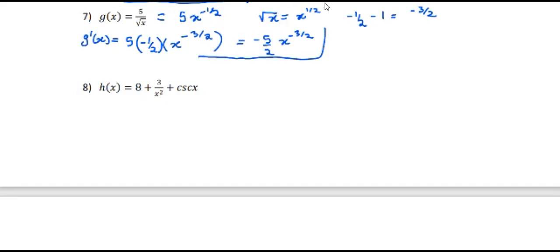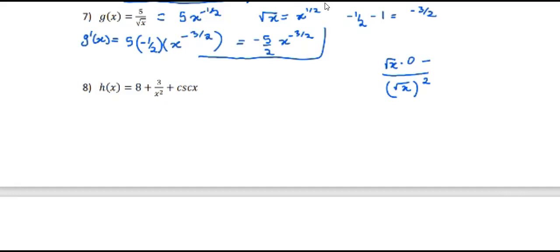And the other way that you could do this is to use the quotient rule. We did the quotient rule before. So you just take whatever is in the bottom, the square root of x, and you square it, and then you put the square root of x here and multiply it by the derivative of 5. The derivative of 5 is 0.